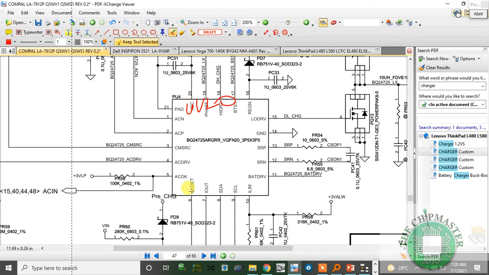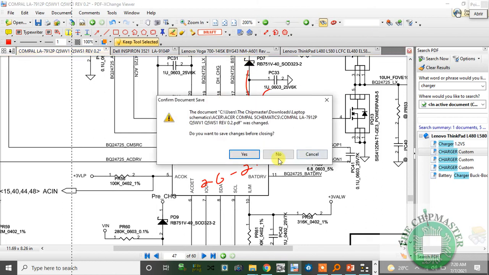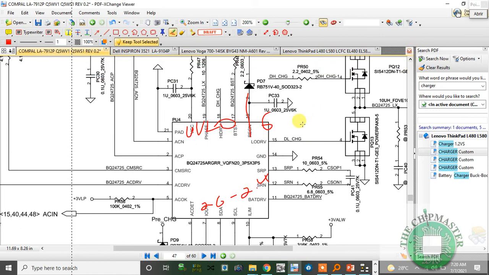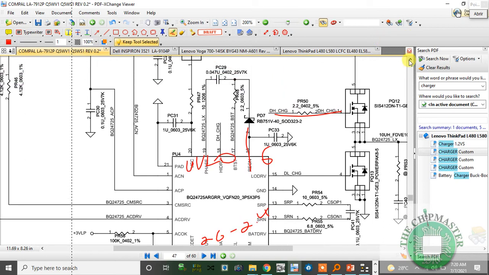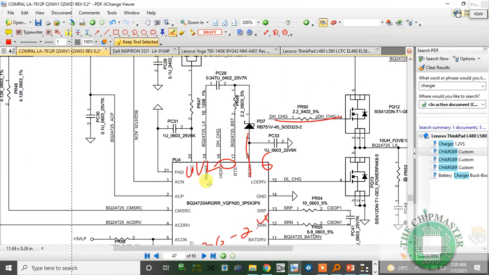Once this voltage is okay, and this is between 2.6 to 2.4 volts, then it will produce REGN, which is 6 volts. So that 6 volts is going to connect to a diode to boost the upper MOSFET, as you can see, gate drive high charge, which is to charge the drive high MOSFET so the charging mechanism can work, right? It becomes drive high charge, which is driving the upper MOSFET, because it's an N-channel MOSFET.